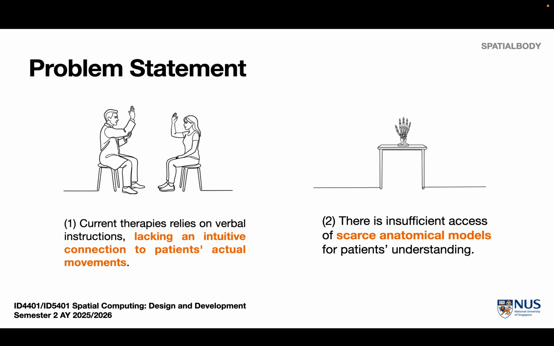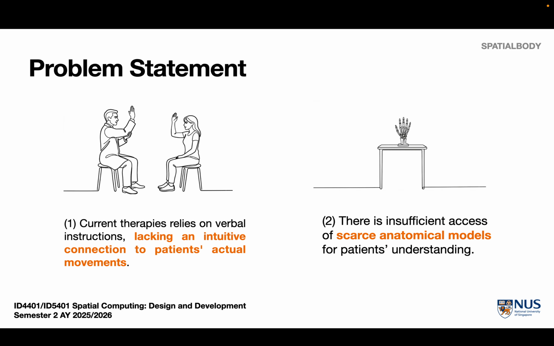It primarily focuses on assisting upper limb rehabilitation for patients with motor impairments. So currently, rehabilitation patients face two main challenges. First, patients said that their rehab exercises and pain perceptions rely heavily on a physician's verbal instructions. There's a lack of an intuitive connection to their own physical movements.